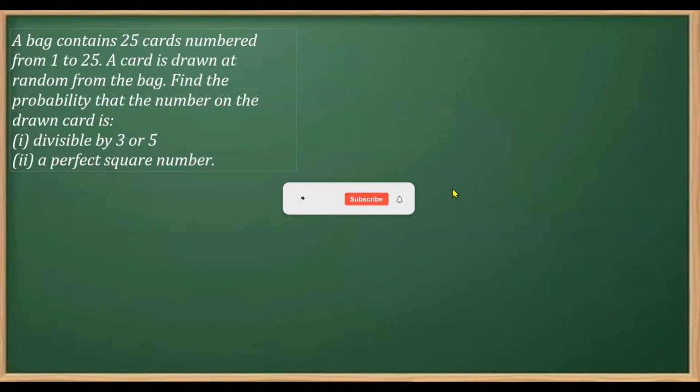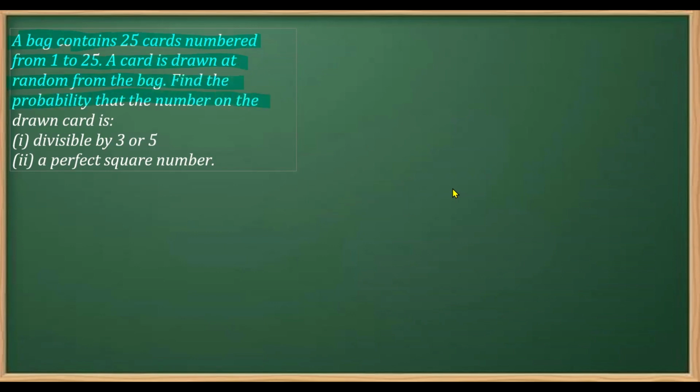Let's do the next. What's the third question? A bag contains 25 cards numbered from 1 to 25. What we have to find out is the probability that the card drawn is a number divisible by 3 or 5, and a perfect square number. One part is different, therefore we should do it. Now, the numbers here are 1, 2, 3, and so on, like 23, 24, and 25.